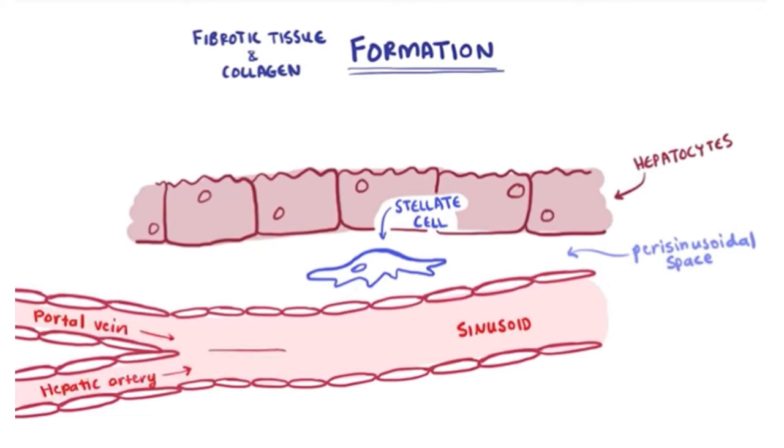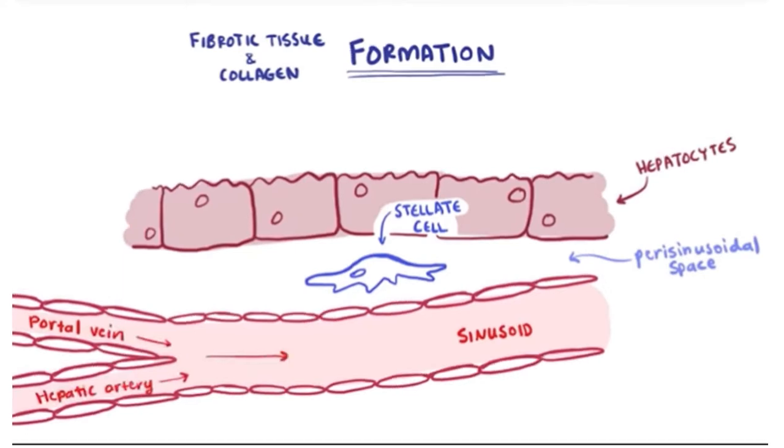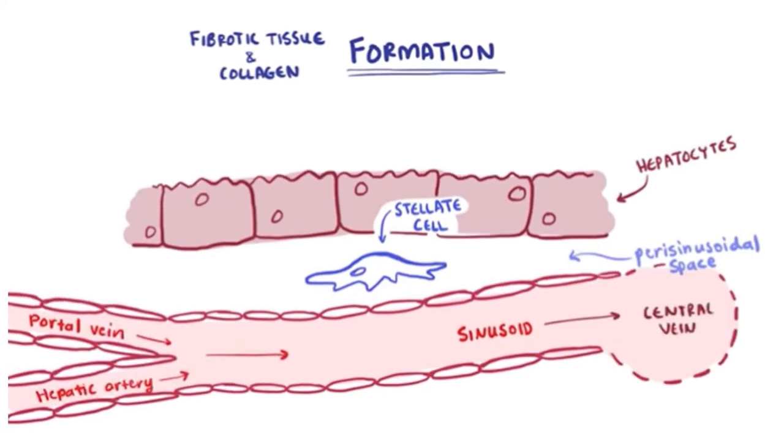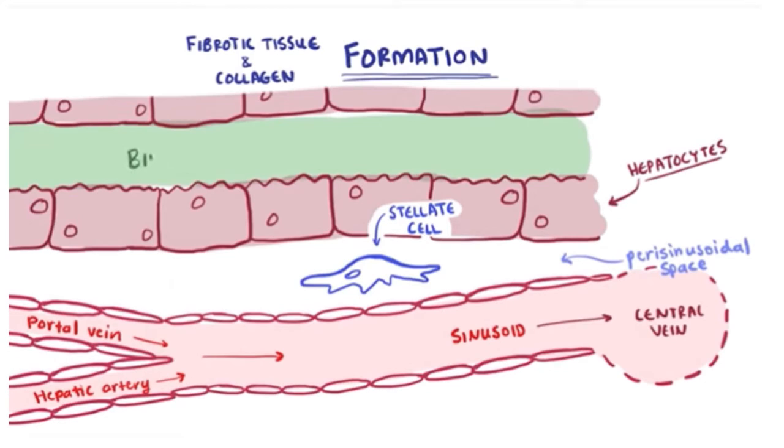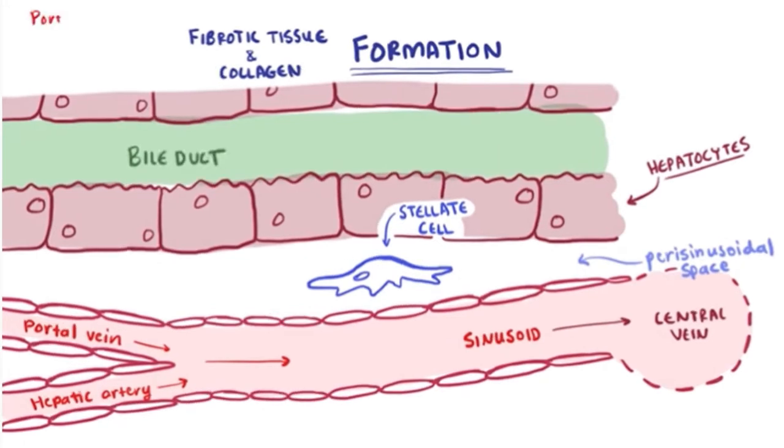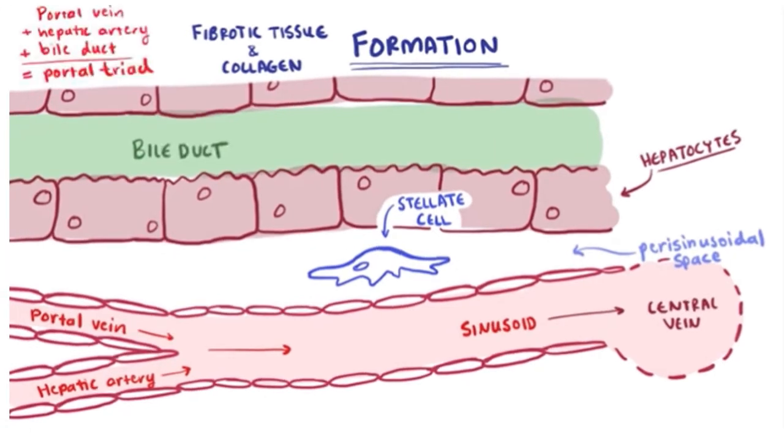Blood goes into the sinusoids, and then it drains off into the central vein of the liver. In the hepatocyte lining, there are biliary channels or bile ducts. So the whole structure, that is the portal vein, hepatic artery and bile duct, is equal to the portal triad.